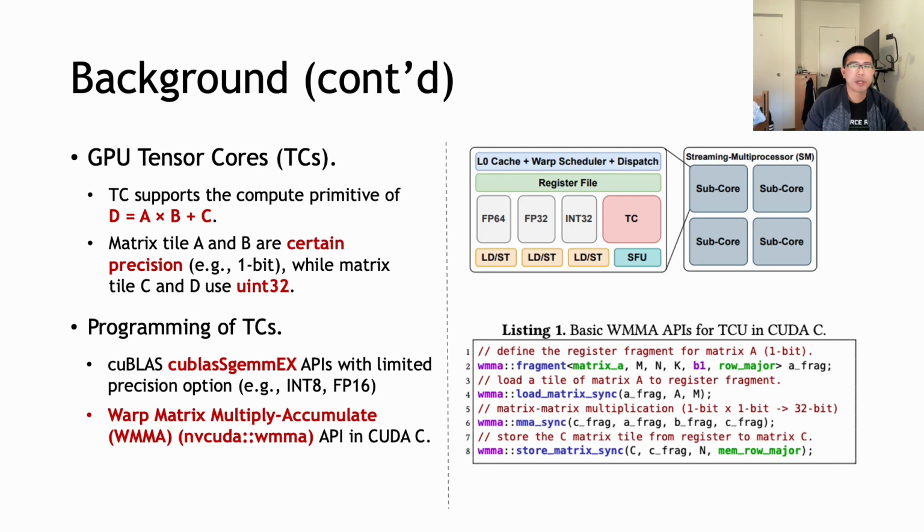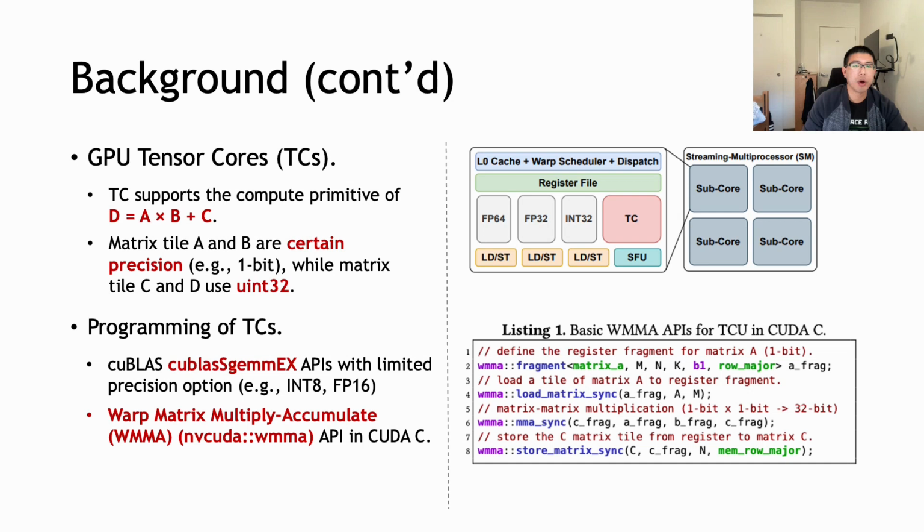For programming the tensor cores, there are several approaches. The first approach is to leverage the cuBLAS APIs. However, with the cuBLAS API, we only have a limited option for precision, such as INT8 and FP16. Another way is to use the warp-level matrix multiply-accumulate primitive. This is the API from CUDA C.